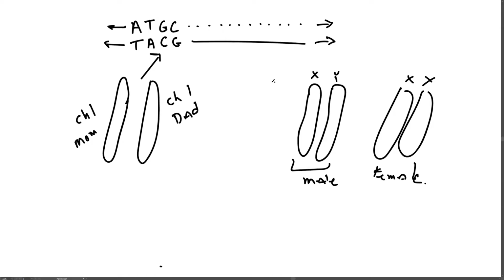Okay, so now in the process of meiosis, there's a process of homologous recombination, and I'm going to shade in dad here, dad's chromosome. In the process of homologous recombination, there is a mixture of DNA from chromosome 1 from mom and chromosome 1 from dad. So you get this chimeric chromosome, something like this.